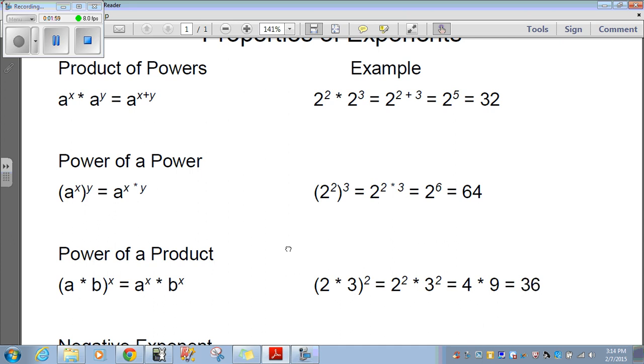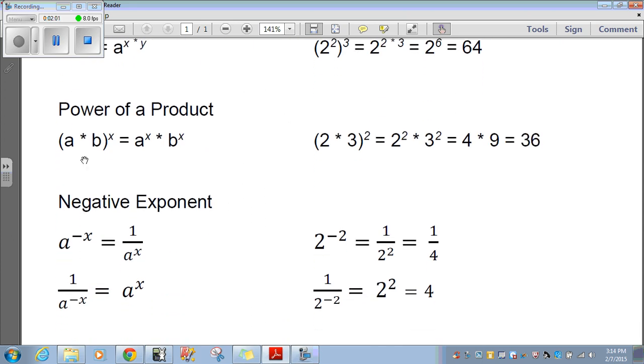The power of a product. Let's say you have some base times another base, and the whole thing is being raised to some exponent. All you do is distribute the exponent to everything here. So it's going to be a to the exponent times b to the exponent.